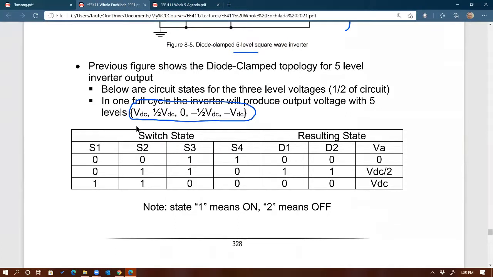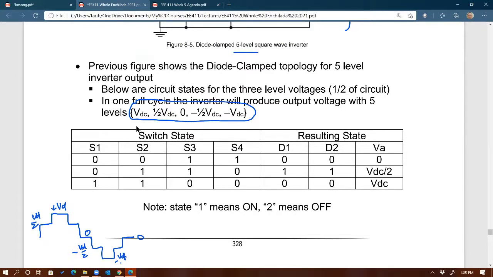It will have plus VDC, 1/2 VDC, and then 0, minus half VDC, and minus VDC. So something like this, right? This is the 0. So VDC over 2, and then plus VDC, and then 0, and then minus VDC over 2, and then minus VDC. Those are the 5 levels.